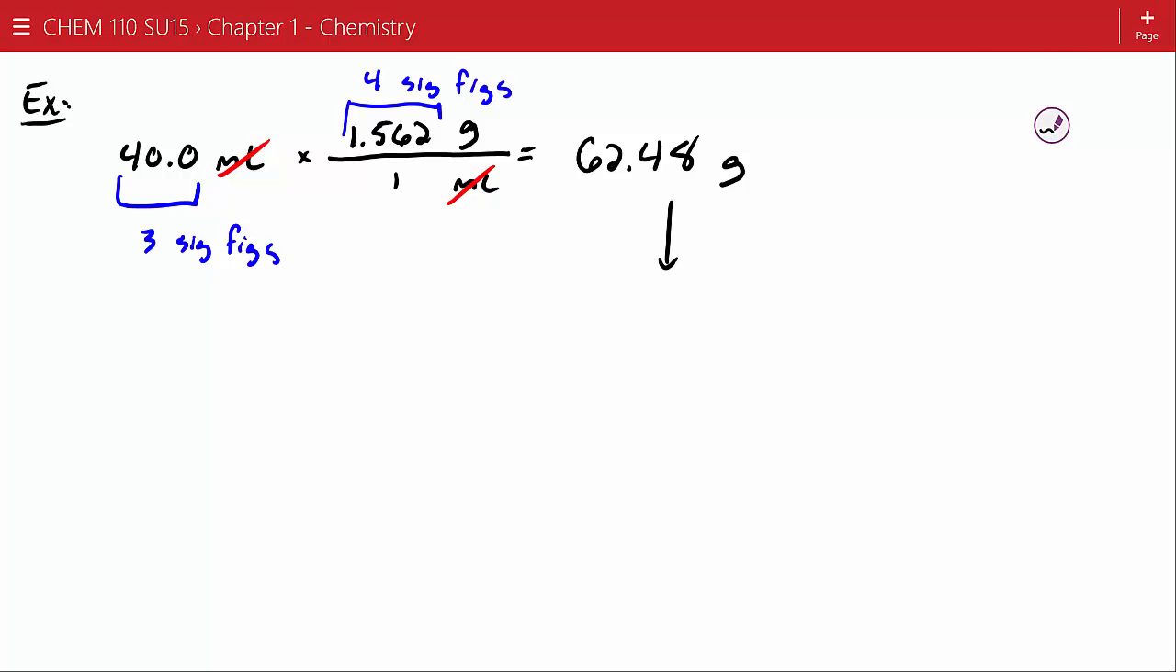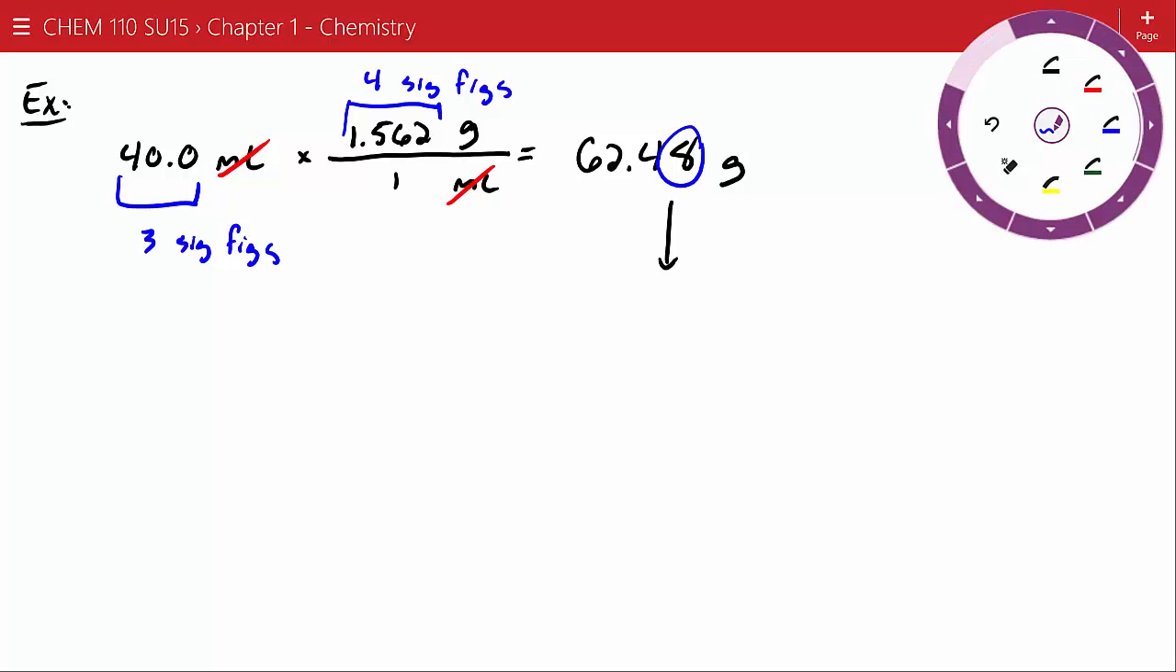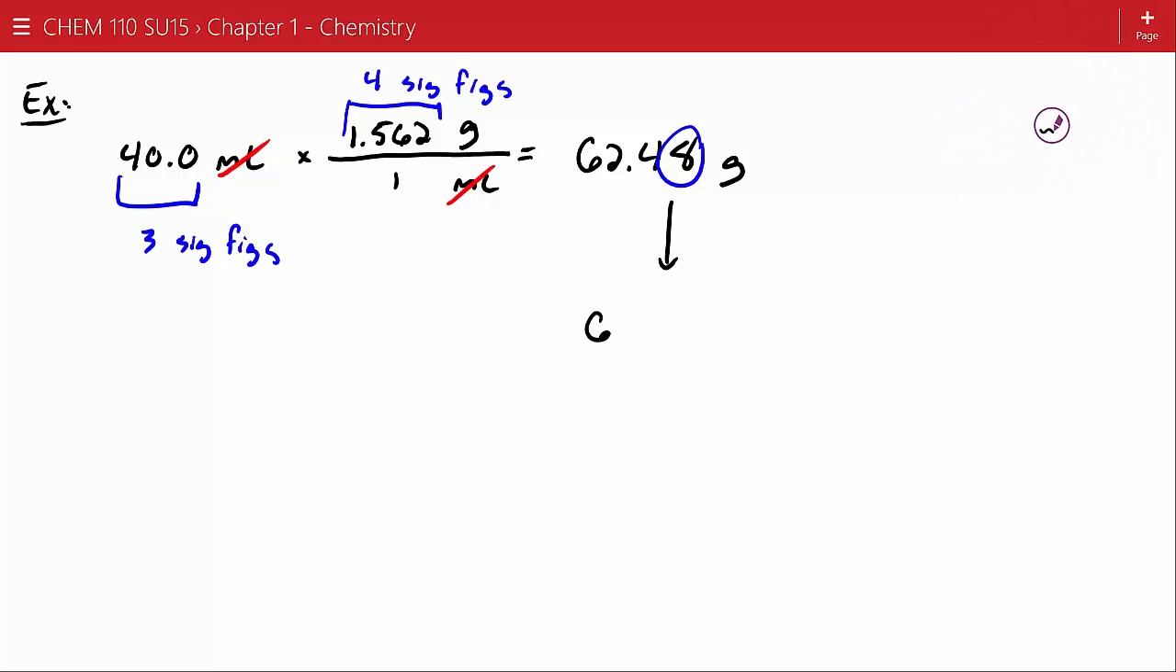Because of this 8 over here, we want to round the 4 that's next to it up to a 5. So we'll do 62.5 grams. Make sure that you really pay attention to sig figs on homework and exams because I'm kind of a stickler for it, and your instructors in the future might be as well.